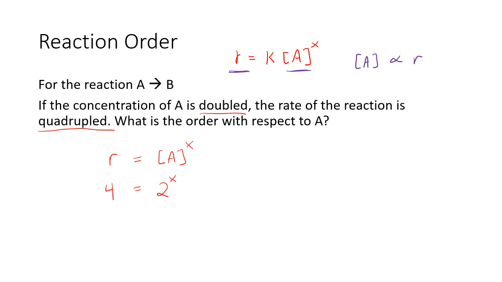So we would have 2 raised to the x equals 4. In this case, we can pretty much answer this by inspection. 2 raised to the second power gives us 4. So in this case, x is equal to 2, and that would be the order of our reaction. If we were going to write the full rate law, we would say R equals K times the concentration of A raised to the second order.